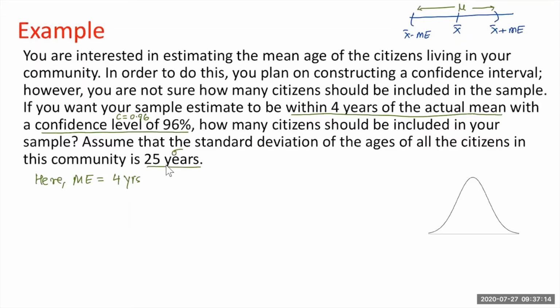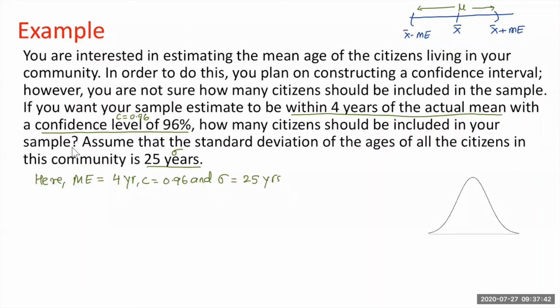So they have given the margin of error. They have given the C value, which is 0.96, or 96%. And they have given the population standard deviation to be 25 years. This information is given to you. After we have this information, we want how many citizens should be included in your sample, meaning we want the sample size.